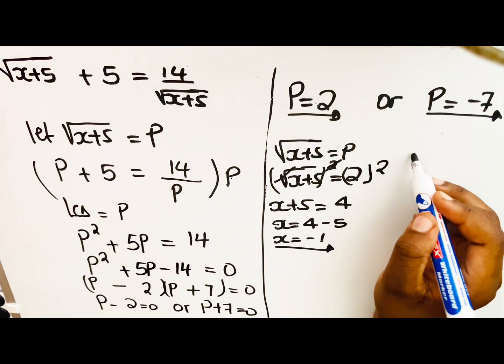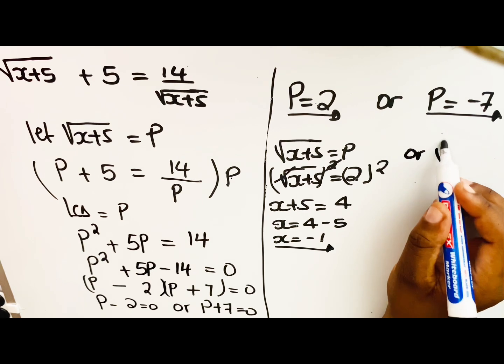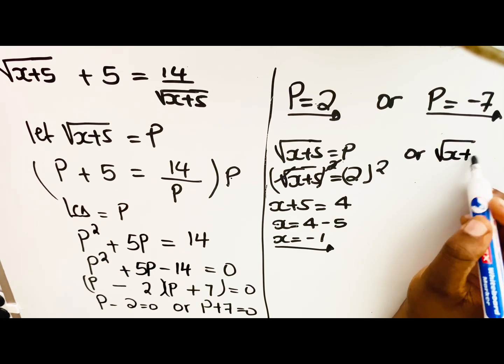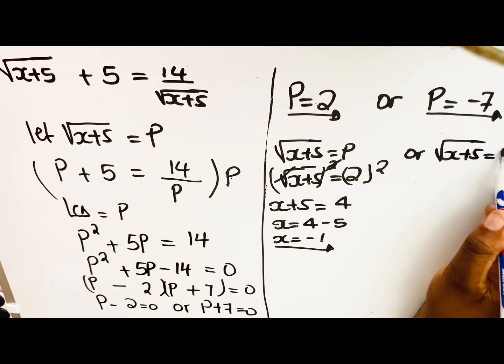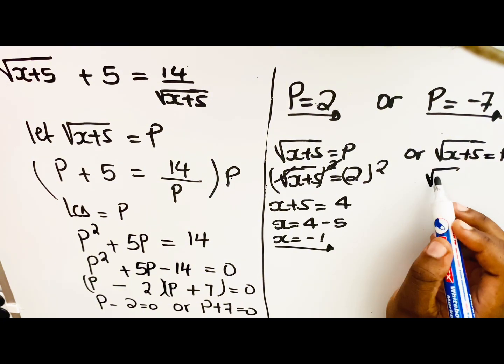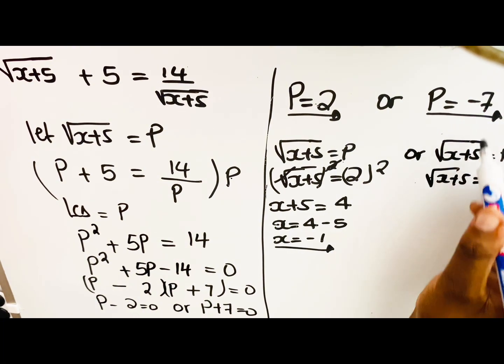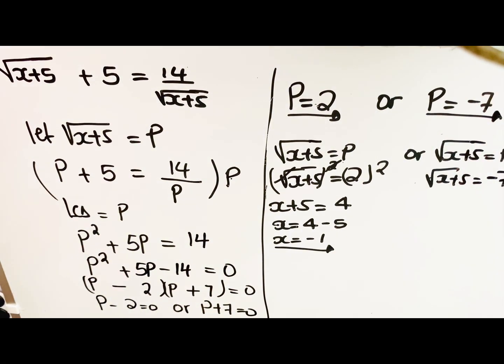There were two values of p, so we'll resubstitute again into the equation. √(x+5) = p. So the second value of p is negative 7.